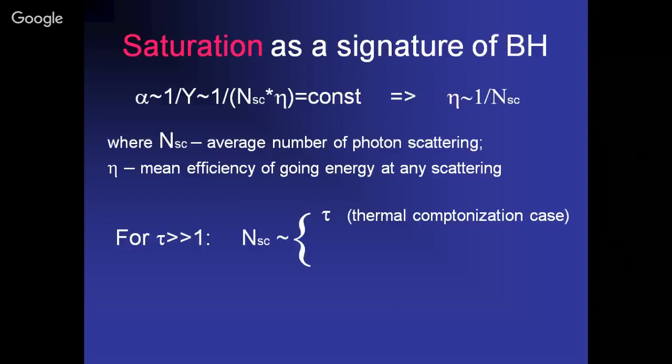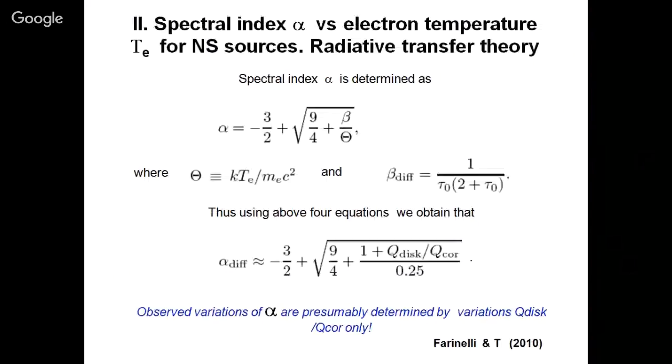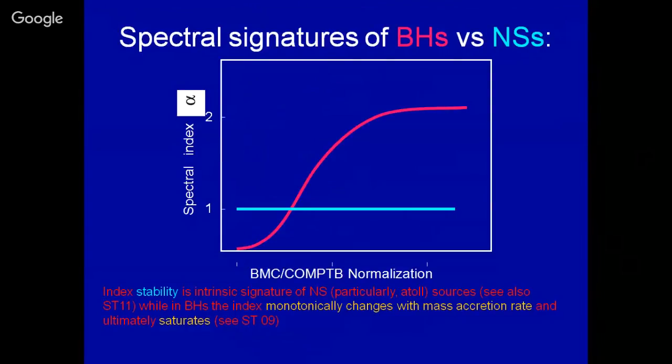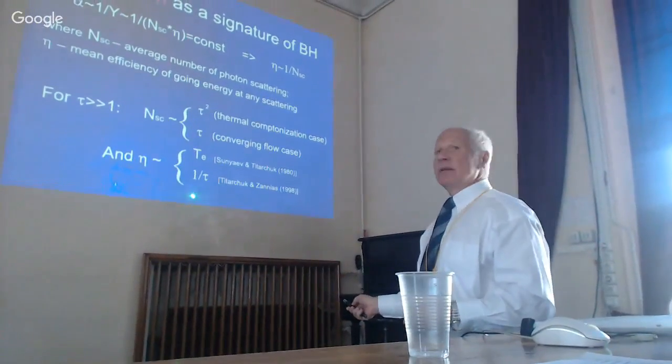So now what is the situation in terms of scattering? The number of scatterings for thermal comptonization is tau squared because it's real diffusion space. But gaining energy in converging flow only occurs along radius, only along radius. Therefore, the number of scatterings is proportional to optical depth or mass accretion rate. But the efficiency for upscattering in converging flow, when you can neglect thermal effect, is 1/tau. Therefore, when you multiply tau divided by tau, you have a constant.